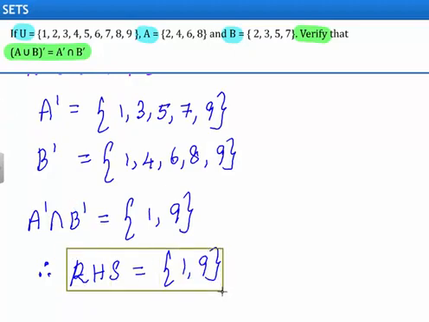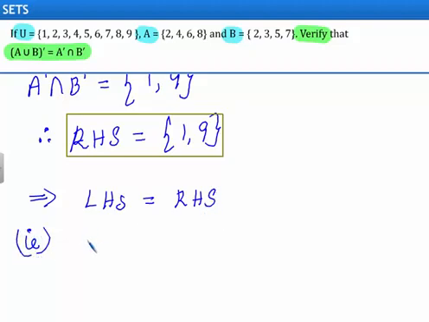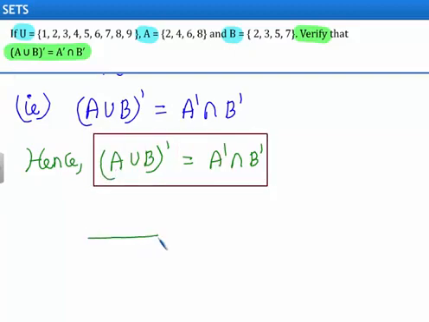Already we have found LHS is equal to set of elements 1 and 9. So this implies LHS is equal to RHS. That is, complement of A union B is equal to A complement intersection B complement. Hence, we have verified that complement of A union B is equal to A complement intersection B complement. This completes the solution.